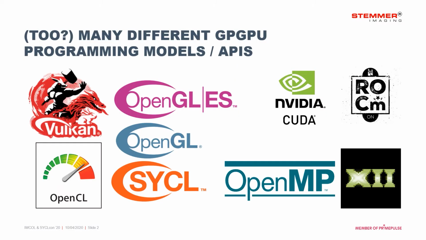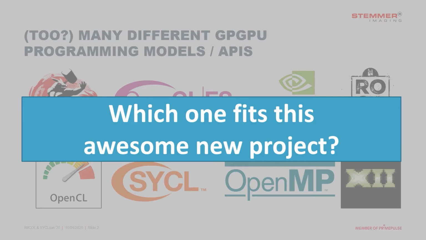So why do we actually need to evaluate GPGPU programming models? Well, there's just too many. We have 5 Khronos standards that support GPU computing. We have NVIDIA's CUDA, we have AMD's ROCm, we have OpenMP with GPU capabilities, as well as Microsoft's DirectX 12. But which one is the right one for the super cool new project that you're planning?